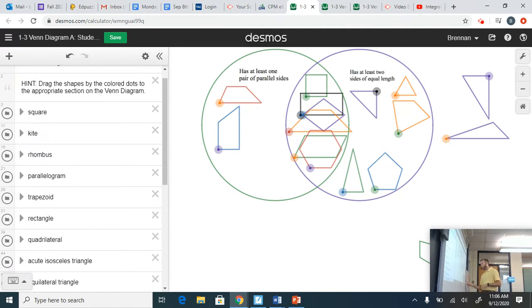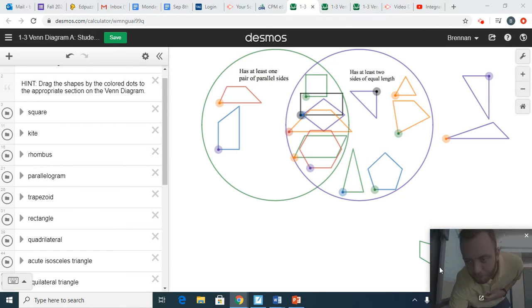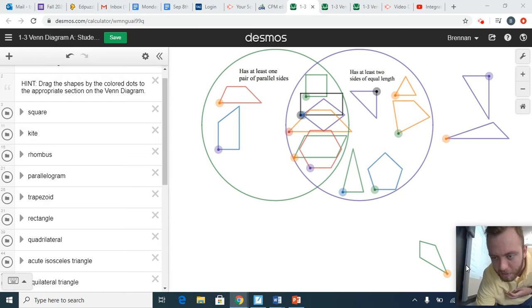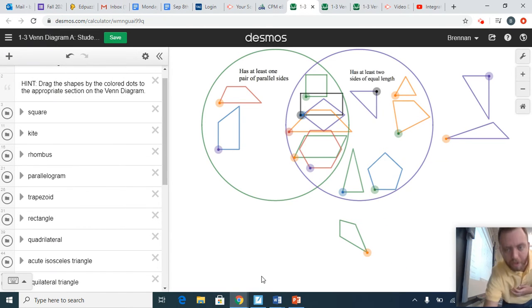And then our last one here, let me move over the side just a little bit. And then it looks like we have another kite. That kite, again, has no parallel sides, but it does have sides of equal length. And that's going to be it for this one.